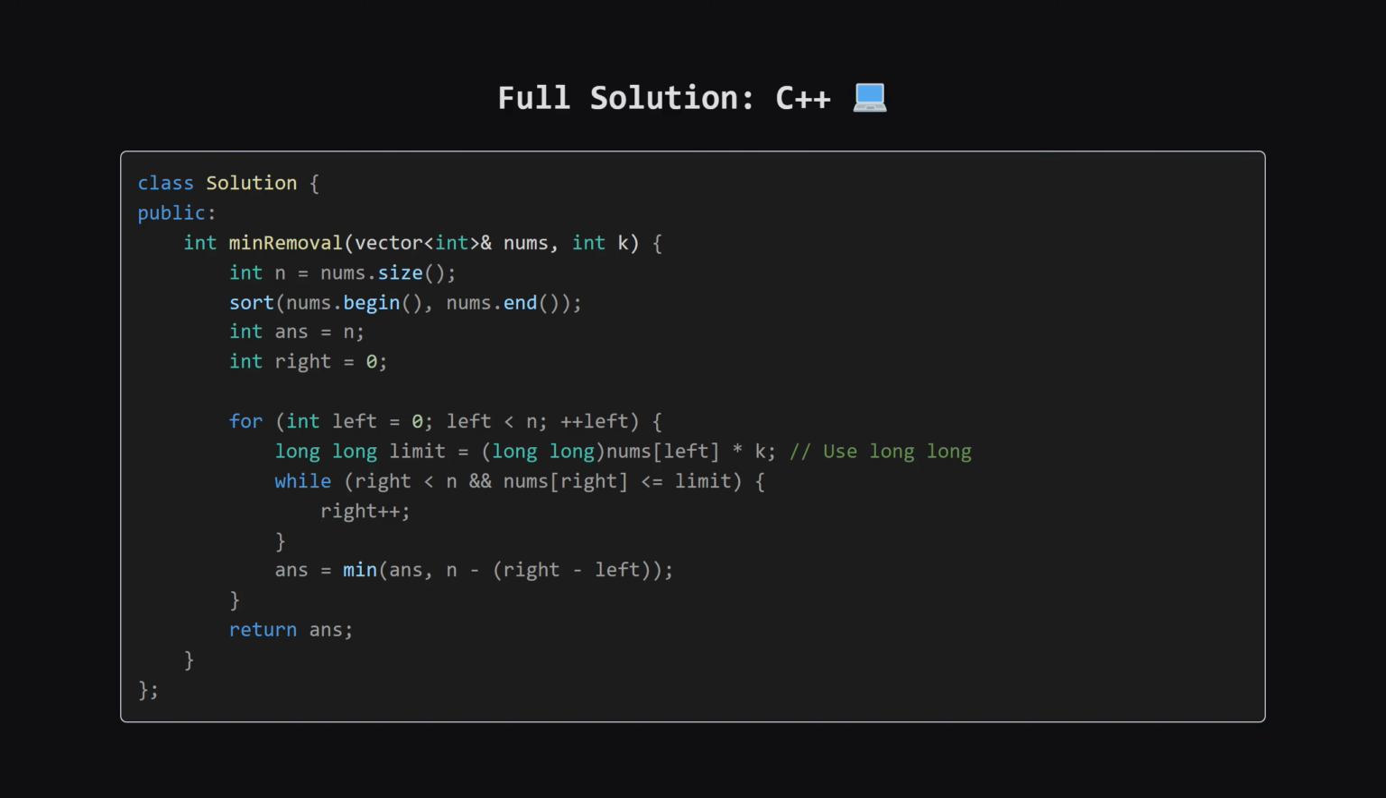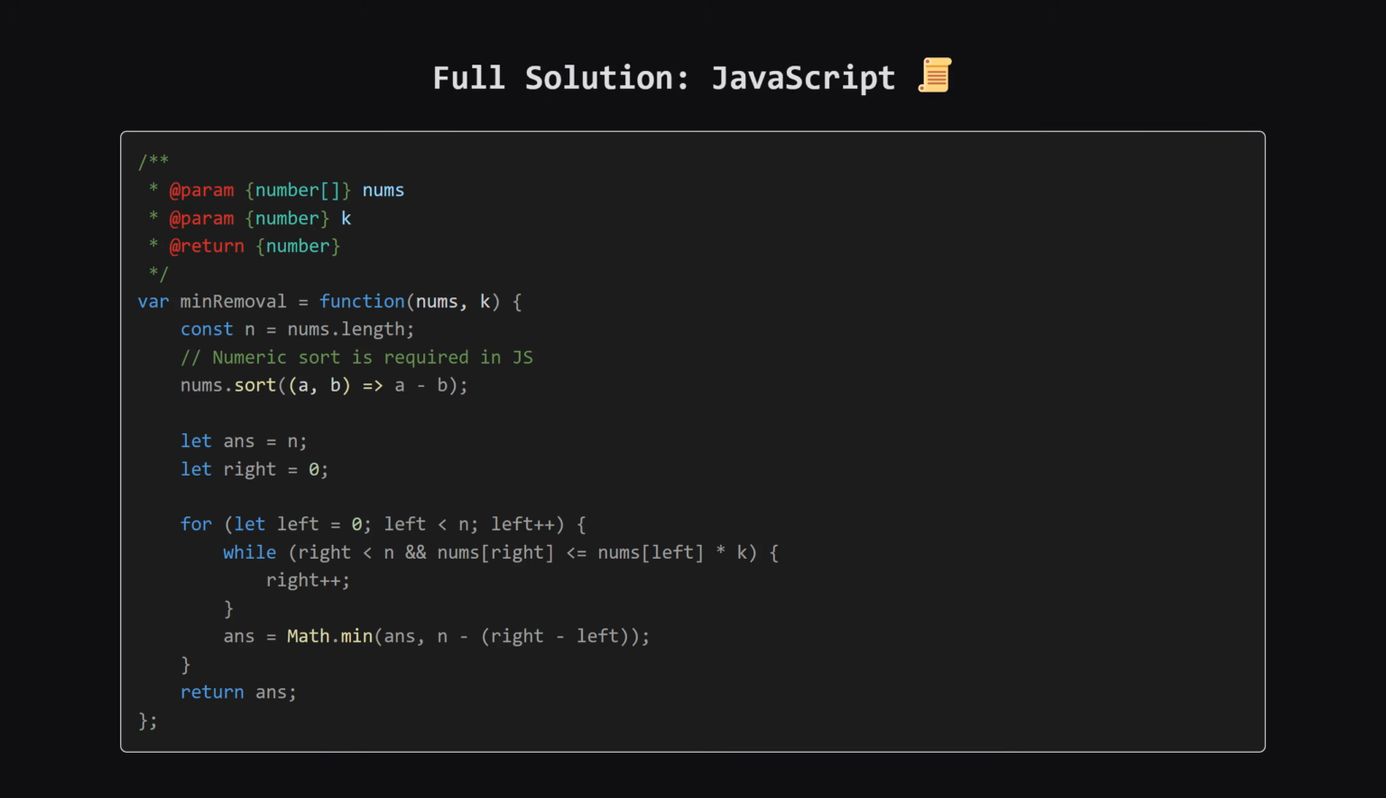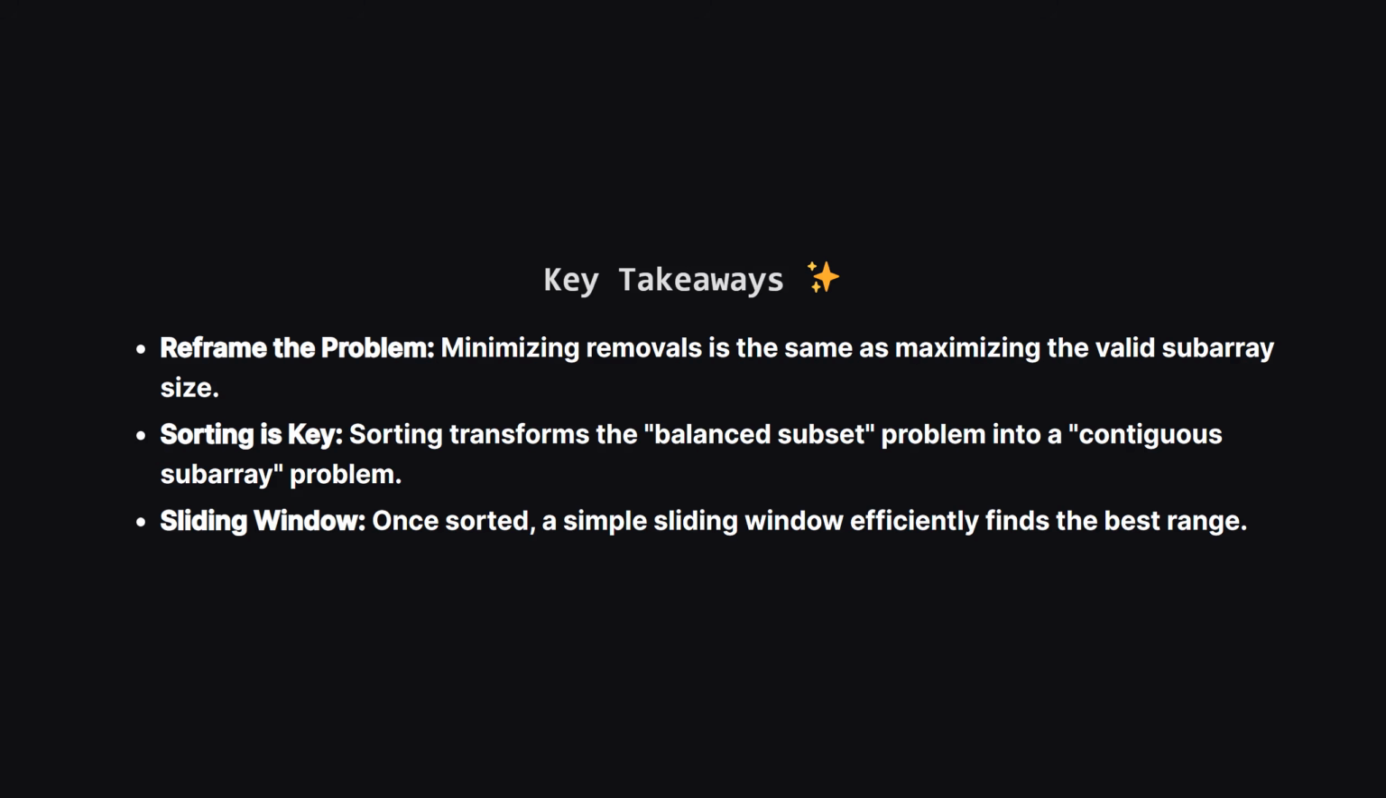Next up, here is the C++ version of the solution. Similar to Java, we use long to handle potentially large products safely. Feel free to pause and review. And finally, here is the solution in JavaScript. Remember that in JavaScript, the default sort converts items to strings, so you must provide the comparison function a-b for correct numeric sorting.